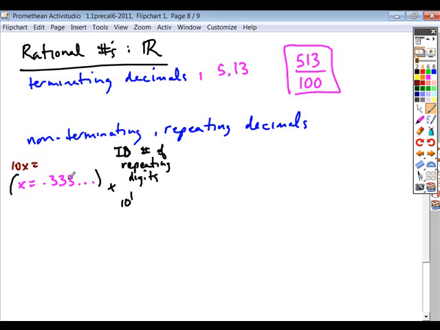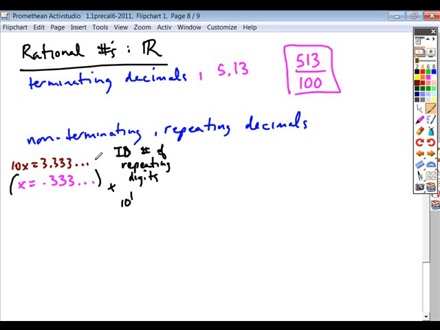10 times 0.333 continuing is, we just move the decimal one place over. This is why we're choosing 10 to the power, because 10 to the first, we move the decimal one place. 10 to the second, we move it 2. 10 to the third, we move it 3. So it makes it really easy to multiply those out. So 10 to the first, we're going to multiply, and we get 3.333 continuing.